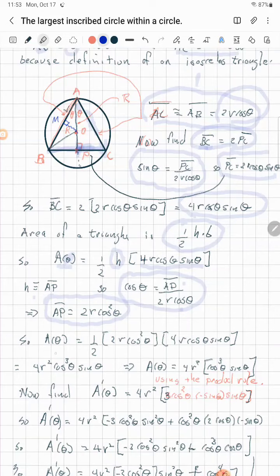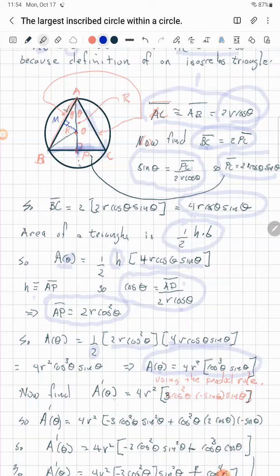So now I can do my area function. I know that this is 2 r cosine squared theta. That's the height, right? And then this is the base. And I can see that the 2 will go into 4 twice. So that'll give me my area function as a function of theta. Now I'm going to take the first derivative, and when you take the first derivative, you can set it equal to 0, and that'll start finding your critical values so that we can optimize.